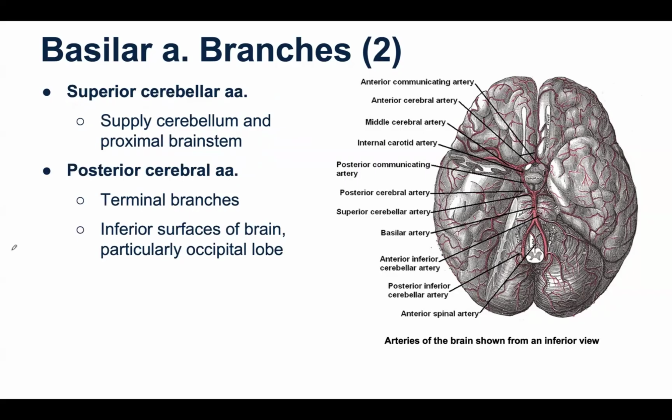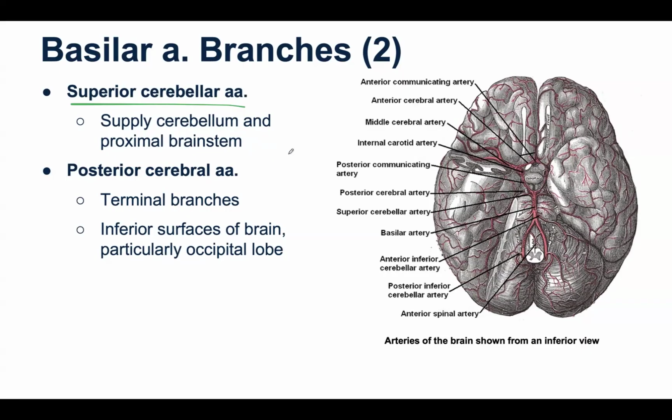There are two sets of arteries towards the more distal portion of the basilar artery. There are the smaller superior cerebellar arteries. This is going to supply the more superior portions of the cerebellum and a little bit of that proximal brainstem.